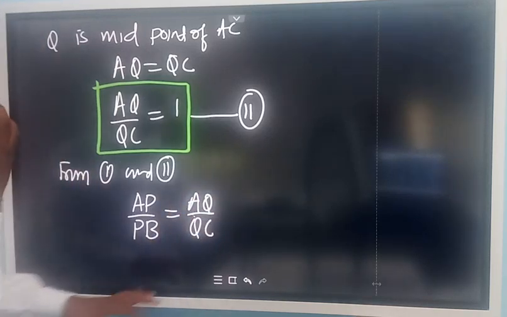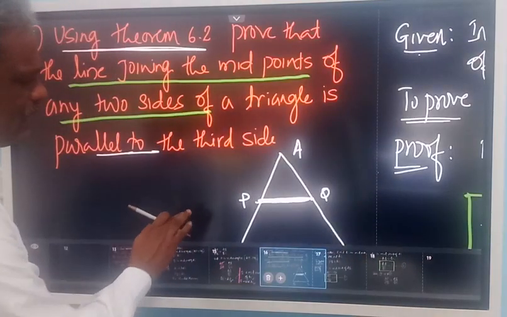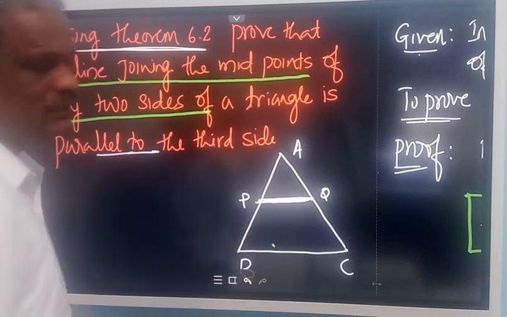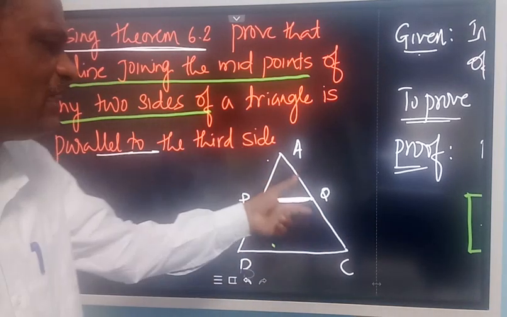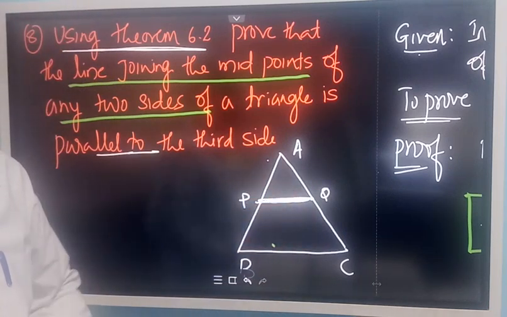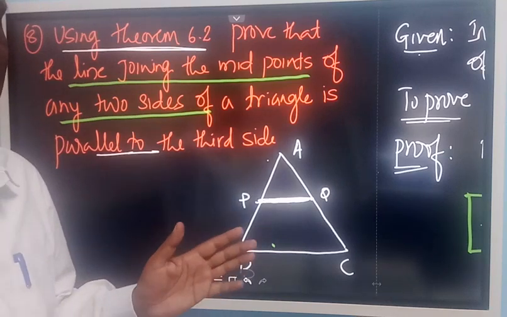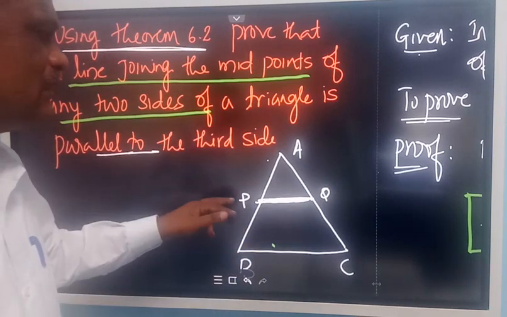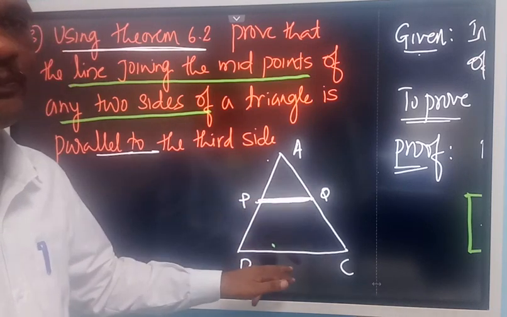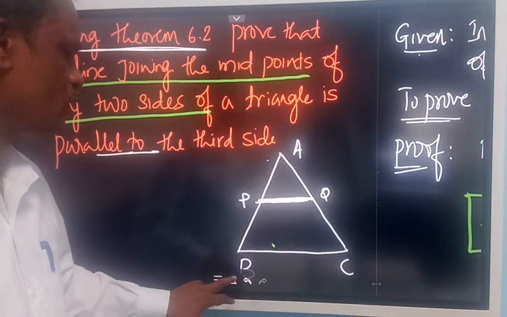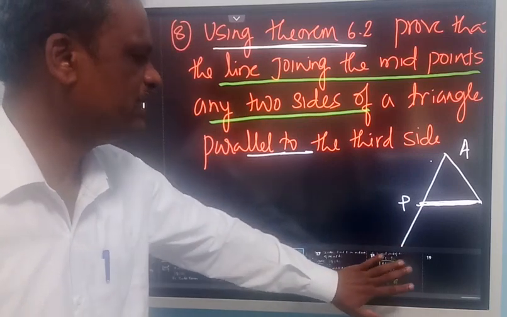Look at the diagram once again. We got AP by PB is equal to AQ by QC. So these two lines are divided in the same ratio. What does the theorem state? Theorem 6.2: if a line divides two sides of a triangle in the same ratio, then that line must be parallel to the third side. That PQ must be parallel to the third side. Therefore, I can write PQ is parallel to BC now. So I can conclude that PQ is parallel to BC.